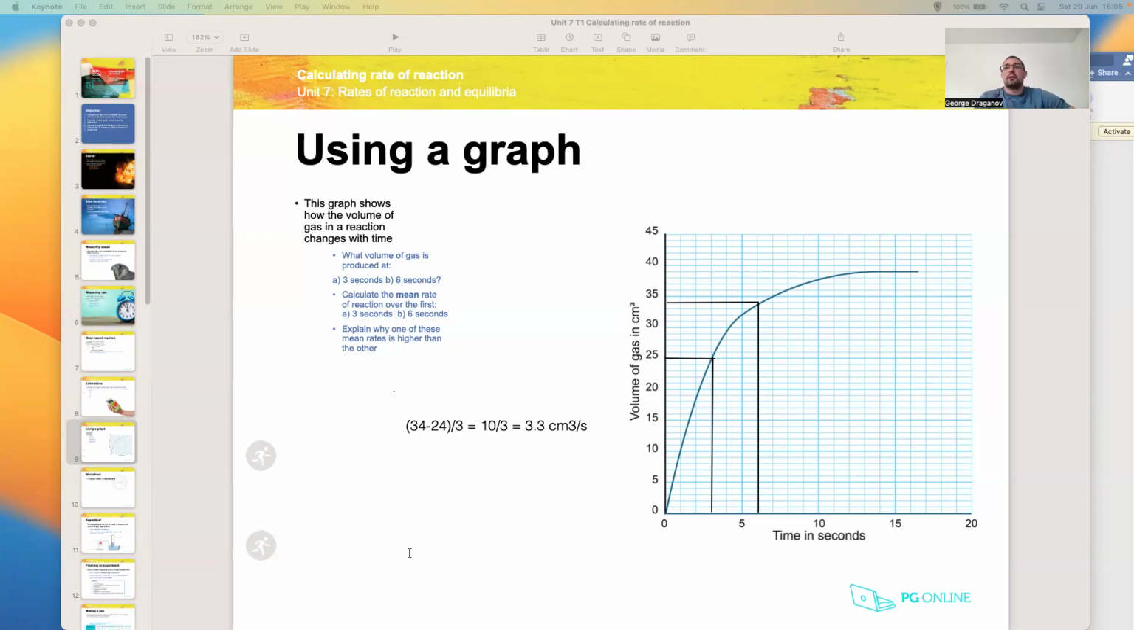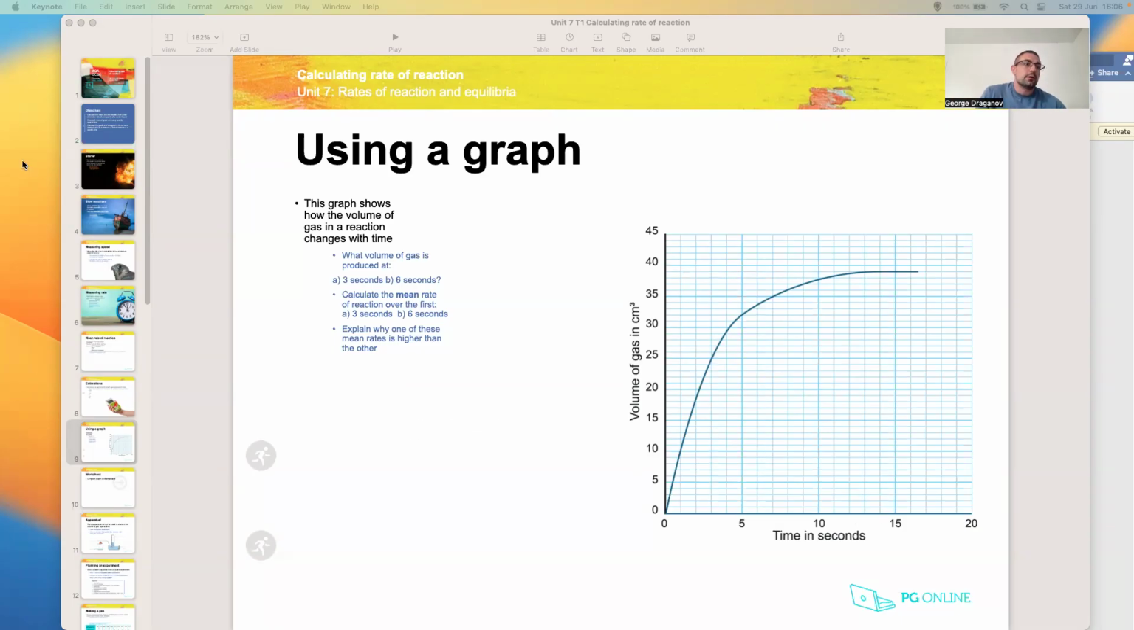If someone says find the mean rate of the whole reaction, you look at where the curve first levels off. So I think it levels off here. So I go here, and I go here, and I have 39 divided by 14. And that would be my answer, 39 divided by 14. That would be your mean rate.